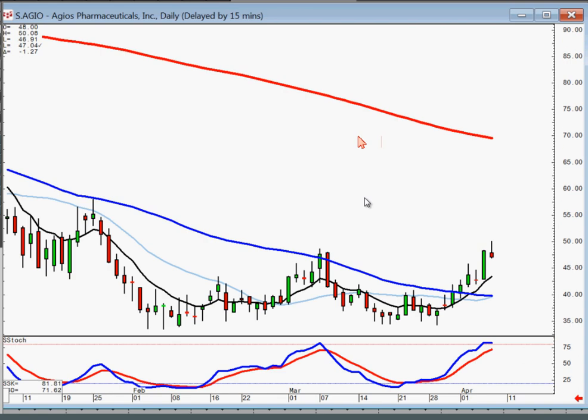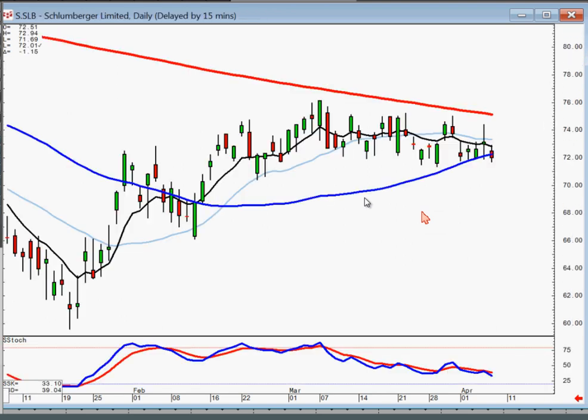AGIO, same scenario as Devon. If it opens lower tomorrow, what's it telling us about this level? It failed at this level. It's probably at least coming back. Now, that's your fry pan bottom. It should be breaking out. If it opens lower, obviously it's not breaking out. Schlumberger, another one that I wouldn't be long or short. It's in a sideways trend channel. Yeah, wouldn't be doing anything with it right now.